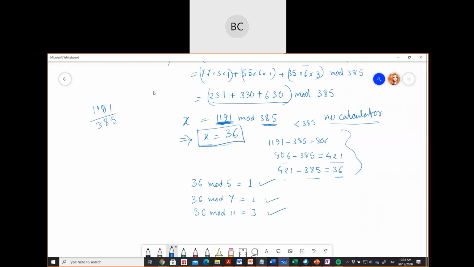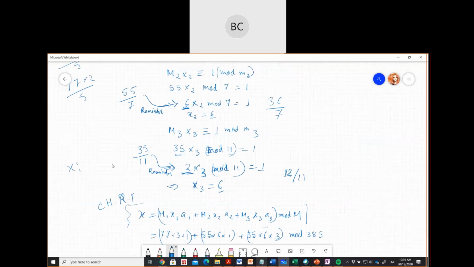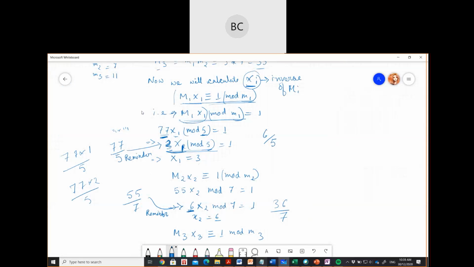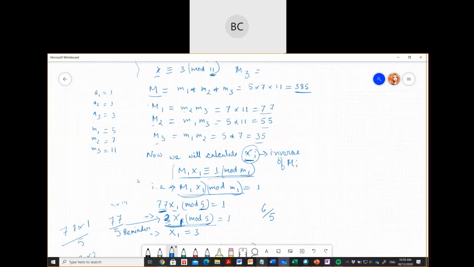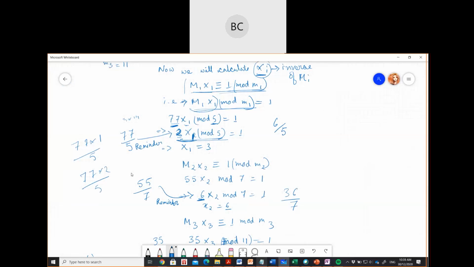Okay, so before applying this formula, just check whether these m values are co-primes or not. If yes, then only you can apply this method. I hope it's clear now how you get the xi value.